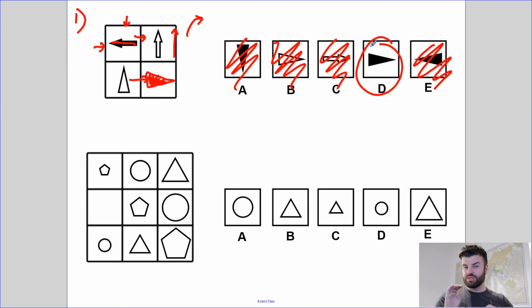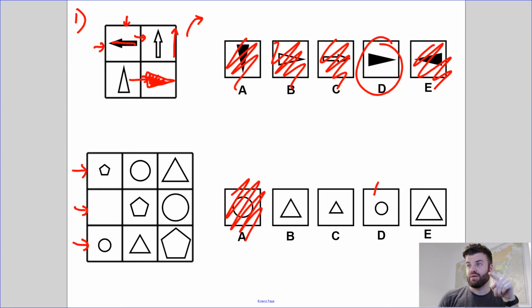So let's apply this to the bottom, and it's slightly different this time. This one is going to be a set kind of question, so we need to complete the set. So let's have a look across and have a look down. If we look across here, you'll notice we have a pentagon, a circle, and a triangle. Look across the bottom, we have a circle, a triangle, and a pentagon. So let's look across the middle. We have a circle, a pentagon. Well, we're obviously missing a triangle to complete the set.